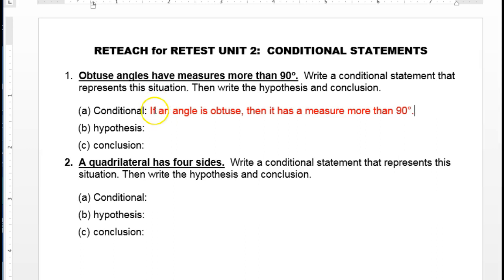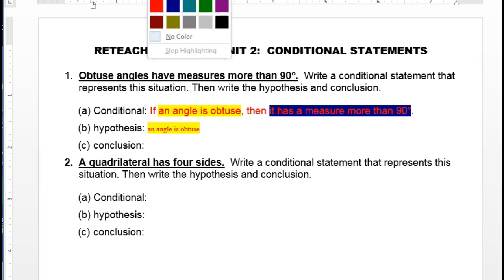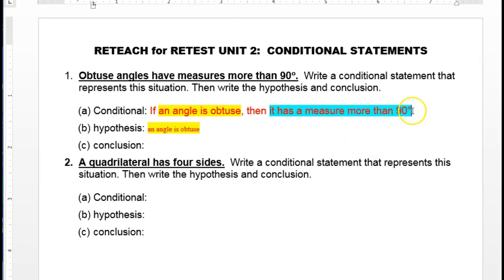Then the hypothesis is just this first part right here. I'm going to highlight it. This is the hypothesis. It comes right after the if. So I'd write that part right there on this line. The conclusion comes after the then. It's this part right here. I'm going to highlight it a different color. And I would take and write that right here on this line.